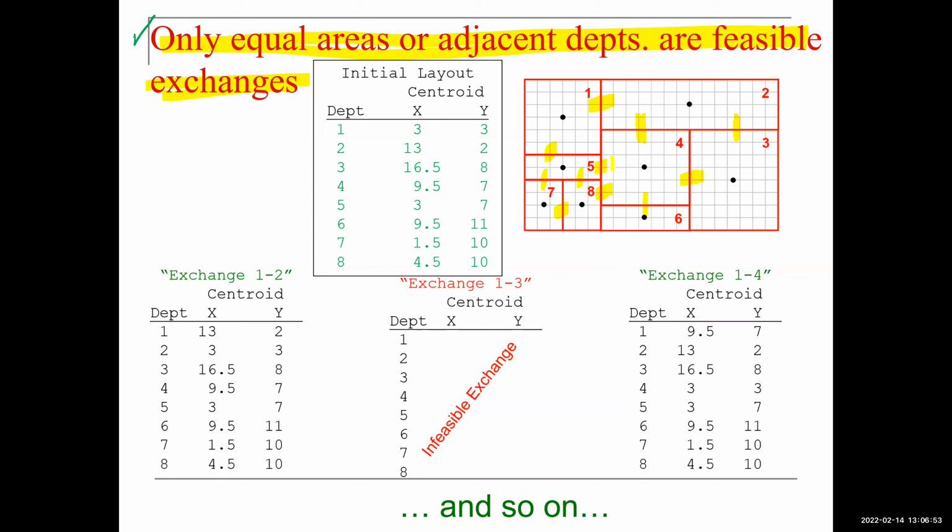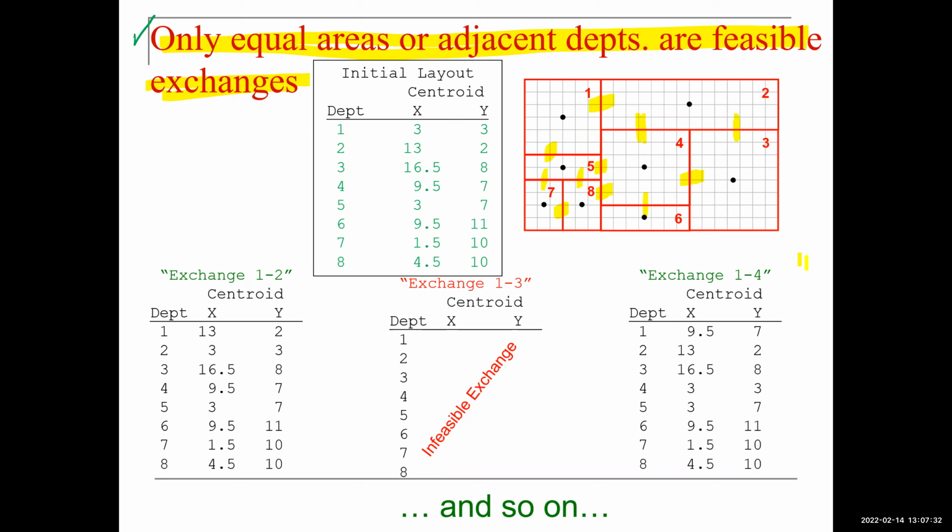And if they're apart from each other, like 1 and 3, you cannot exchange those unless they have the same area. So 1 and 3 are not next to each other. 1 and 3, they don't have the same area, so you cannot swap them. If 3 were the same size of 1, even though they're apart, you can swap them. So only equal areas or adjacent departments are feasible exchanges. So we have the initial layout centroid table here.